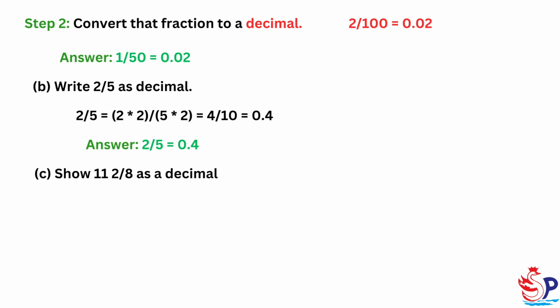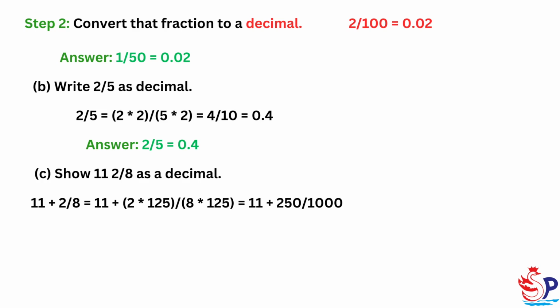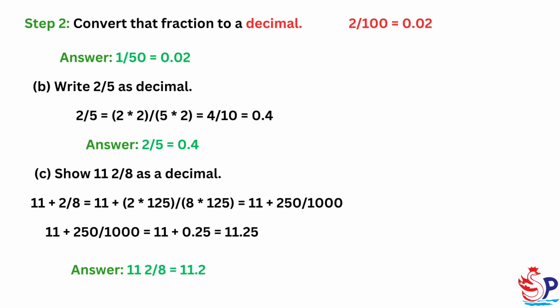C. Show 11 and 2/8 as a decimal. 11 plus 2/8 equals 11 plus (2×125)/(8×125) equals 11 plus 250/1000. 11 plus 250/1000 equals 11 plus 0.25 equals 11.25. Answer: 11 and 2/8 equals 11.25.